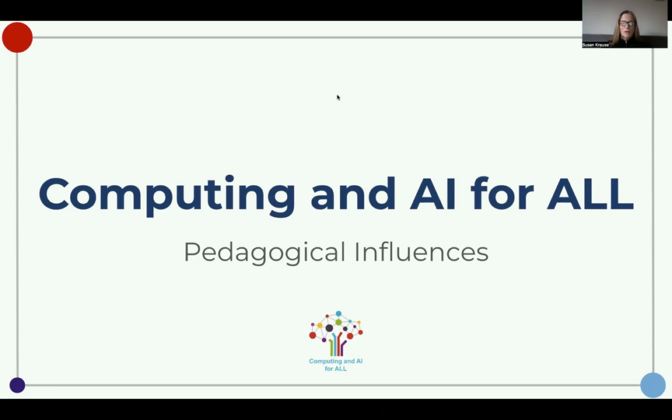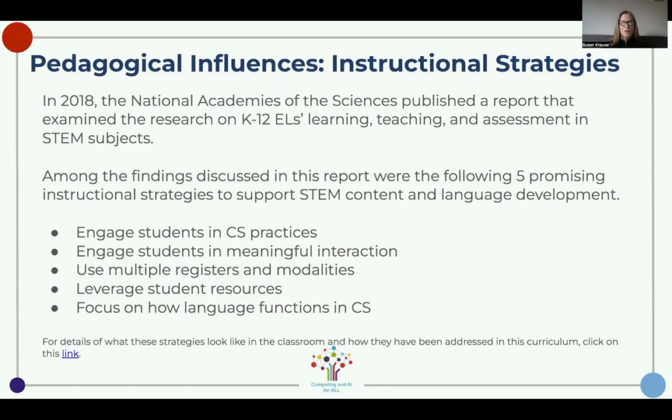Computing and AI for All pedagogical influences. In building this curriculum, we focused on 5 pedagogical influences. The first one being instructional strategy. In 2018, the National Academies of Sciences published a report that examined the research on K-12 EL's learning, teaching, and assessment in STEM subjects. Amongst the findings discussed in this report were the following 5 promising instructional strategies to support STEM content and language development.